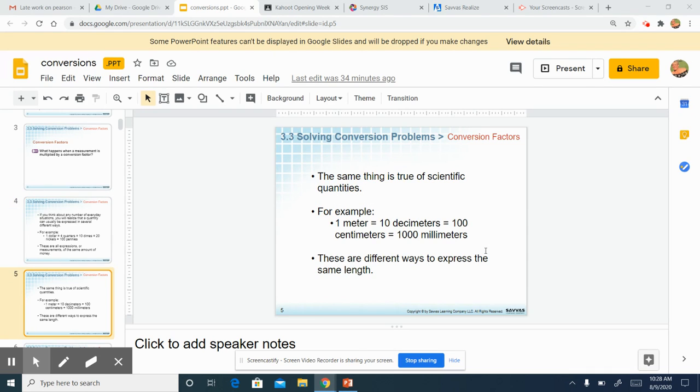The same thing can be said of scientific quantities. This example is a meter, which is a little further distance than a yard, can be 1,000 millimeters, 10 decimeters, or 100 centimeters. That's still the same distance. It's just how it's subdivided.